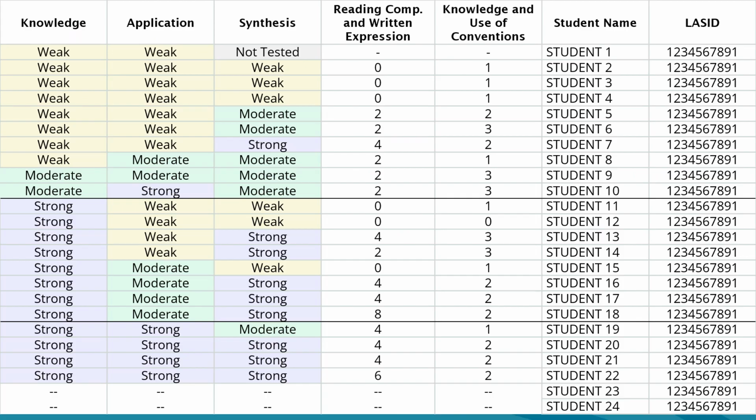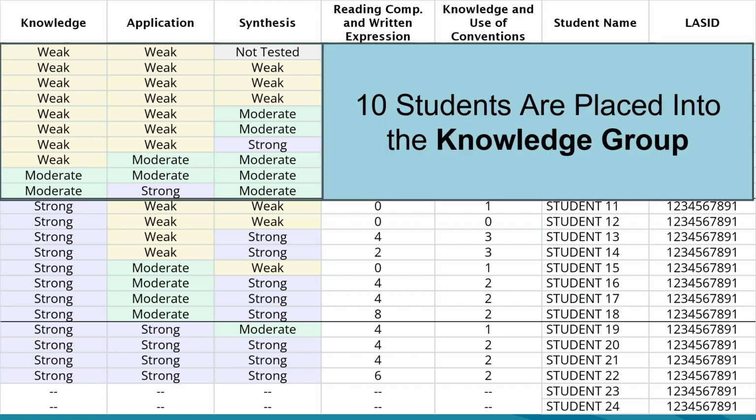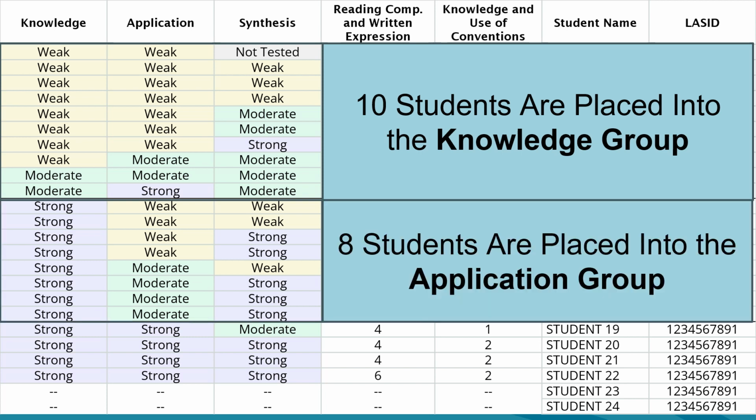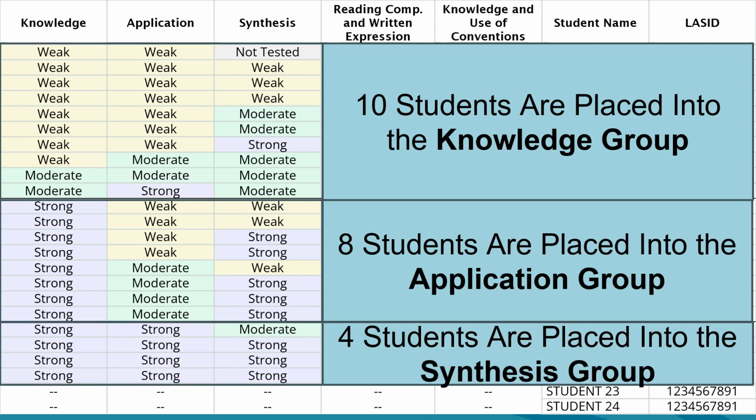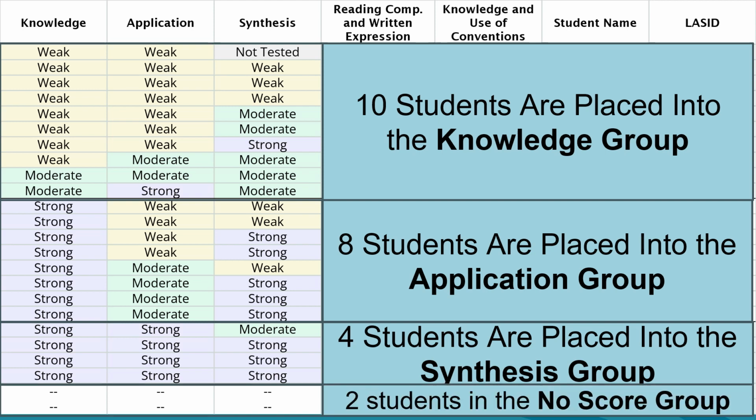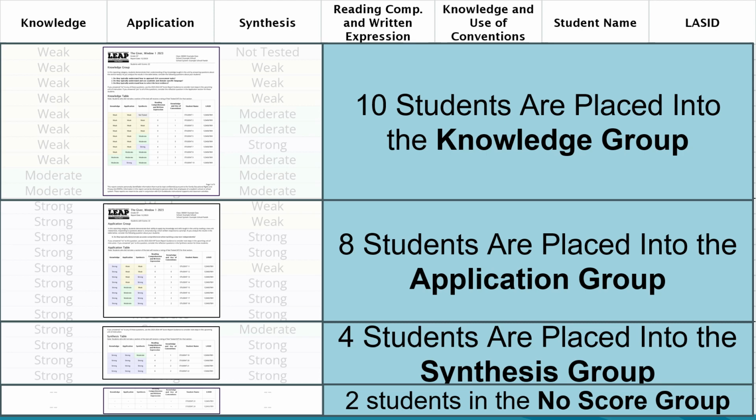These groups were created by first sorting the class roster based on performance of each of the 3 categories, starting with knowledge and sorting from weak to strong, then repeating that sorting with application and finally synthesis. Then the 10 students who have a rating of weak or moderate on knowledge are placed into the knowledge group. After that, the 8 students who have a weak or moderate on application are placed into the application group. Finally, the remaining 4 students are placed into the synthesis group. Then the 2 students without scores are placed into the no score group. Each of these groups of students are shown in their own table within the grouped roster section.